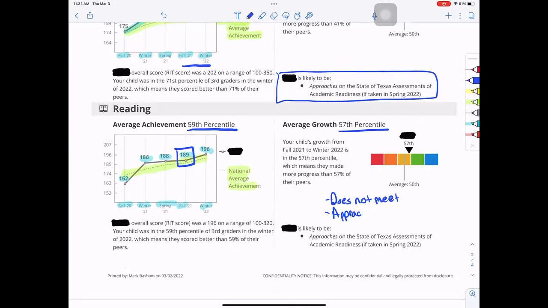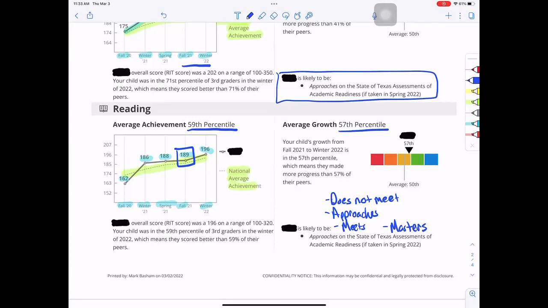and, for anyone curious, this is why I taught math and not reading. Sorry about the spelling. Approaches, meets, and masters. There are 4 levels of achievement that we can see for a student on a STAR assessment.